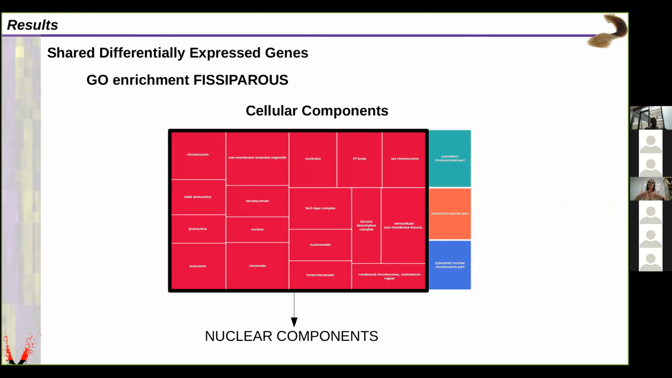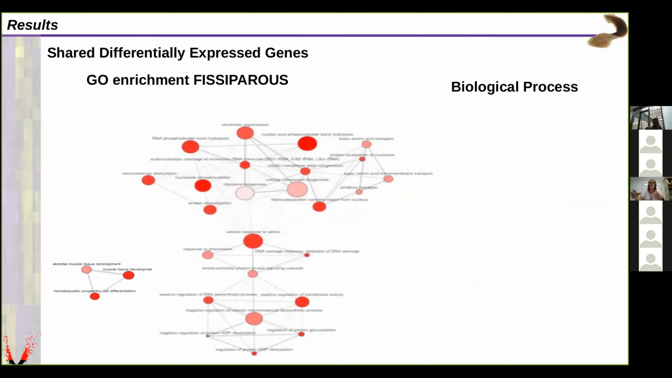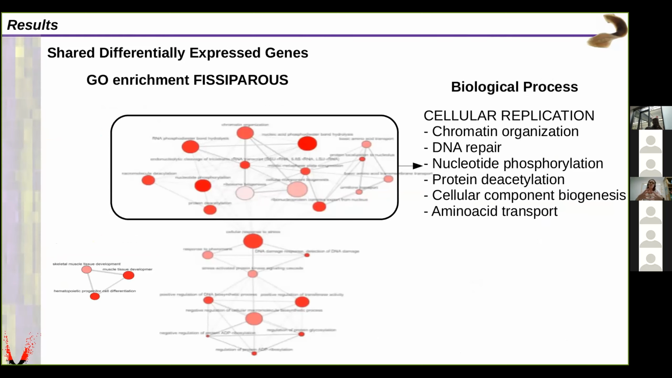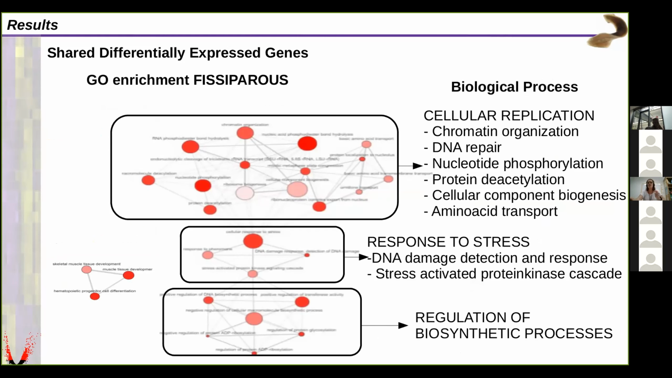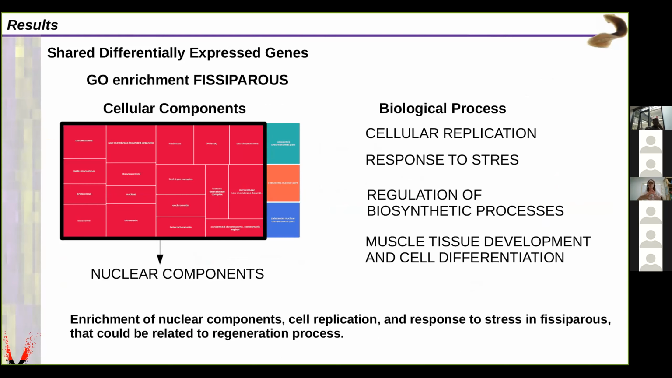The gene ontology analysis shows an enrichment of nuclear components in fissiparous, with an enrichment of biological processes related to cellular replication, response to stress, regulation of biosynthetic process, and muscle tissue development and cell differentiation. These results all reflect the response to stress in fissiparous related to the regeneration process.